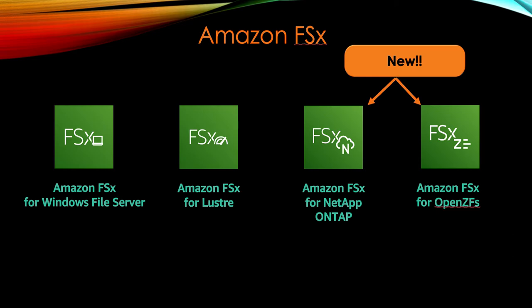Amazon FSx provides a variety of workloads you can run, like Amazon FSx for Windows File Server or for Lustre. And there are two new additions to this family: Amazon FSx for NetApp ONTAP and Amazon FSx for OpenZFS. In today's video, we will talk about Amazon FSx for NetApp ONTAP, and this file system was added to this FSx family in September 2021.